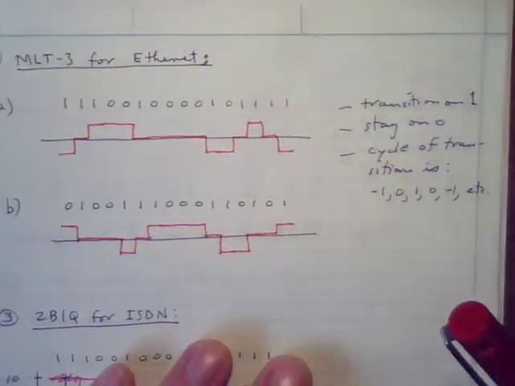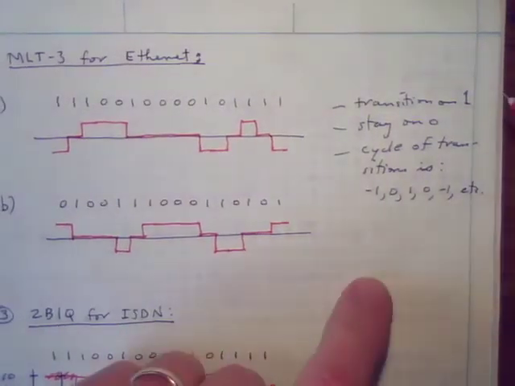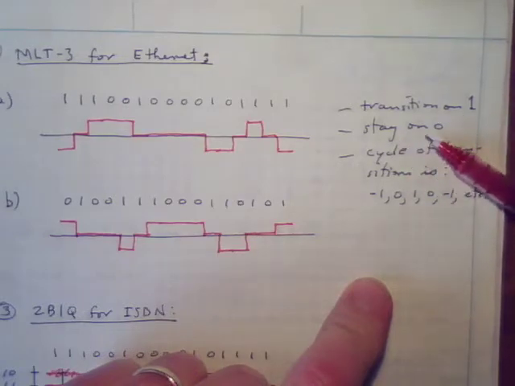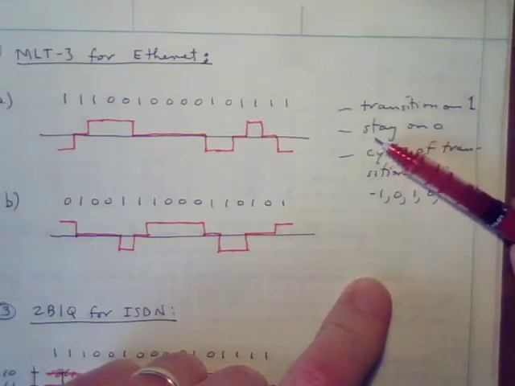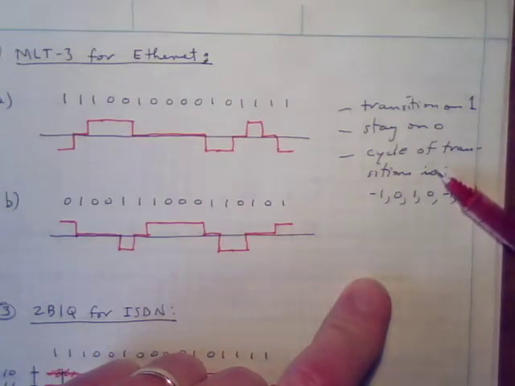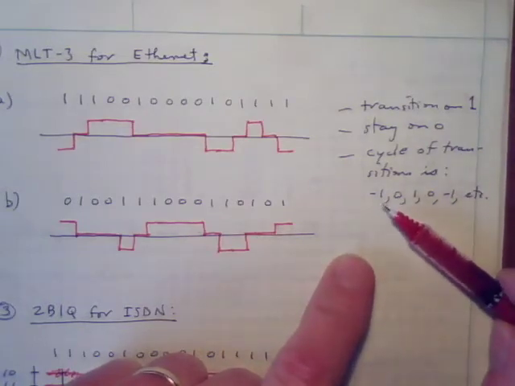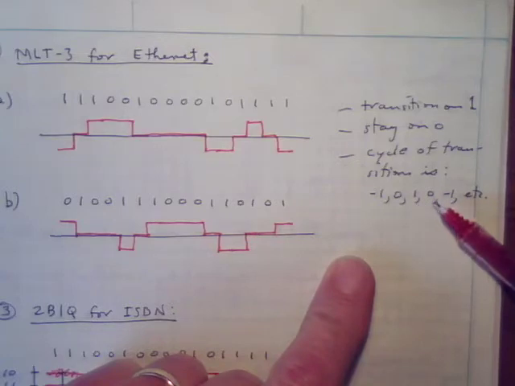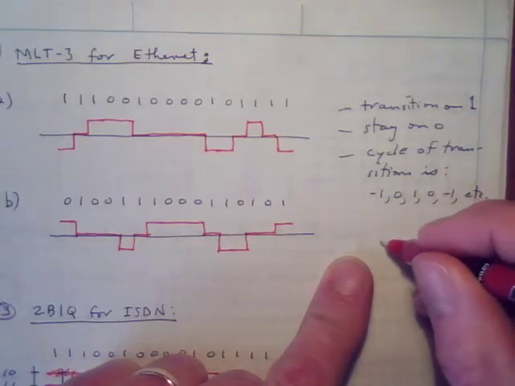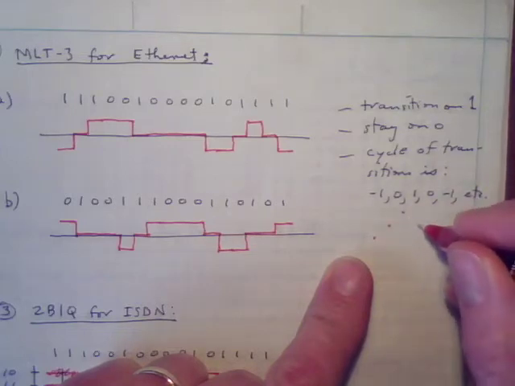In MLT3 encoding, if you recall, we're going to transition the voltage when we get a 1-bit, and we're going to keep the voltage steady on a 0-bit. And every time we transition, we're going to cycle through the pattern -1, 0, +1, 0, -1, 0, +1. So basically cycling up and down.